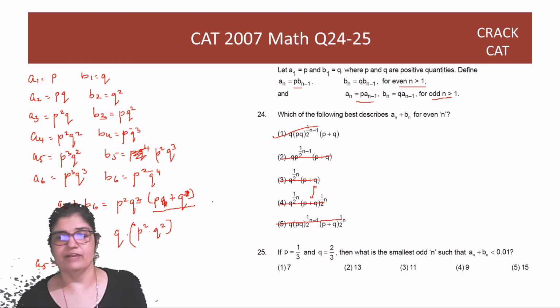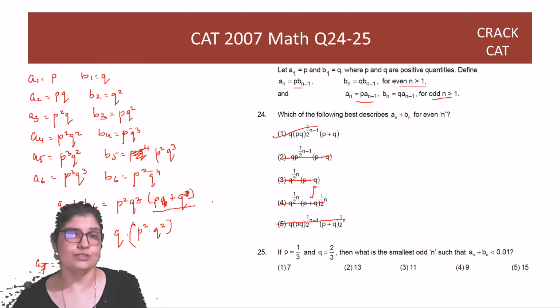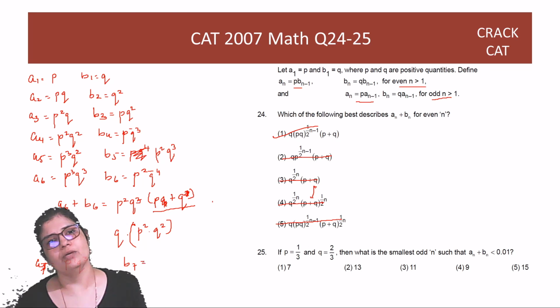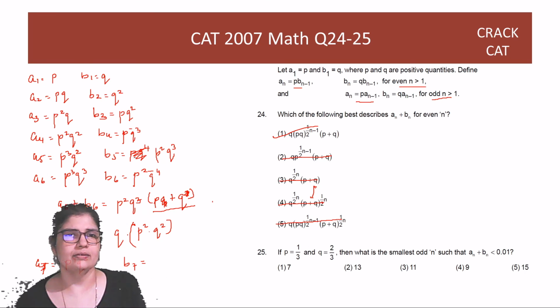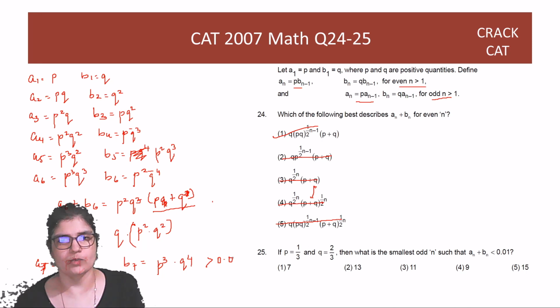So a raised to a5, for example, is going to be, now 5 तो होगा भी नहीं, p cube plus q square. A7, if I find out one more step from here, a7 is going to be p raised to 4 q raised to 7 q cube, sorry, and b7 is going to be, now we are going to have an extra q, right? Whenever you go from b to p, you have p cube into q raised to 4. So if you substitute, you will find it is more than 0.01.